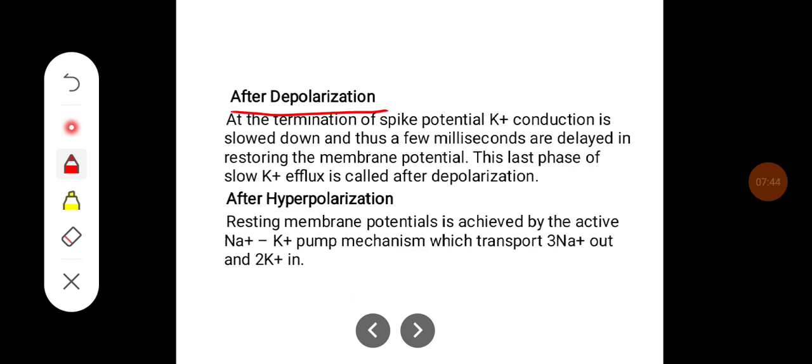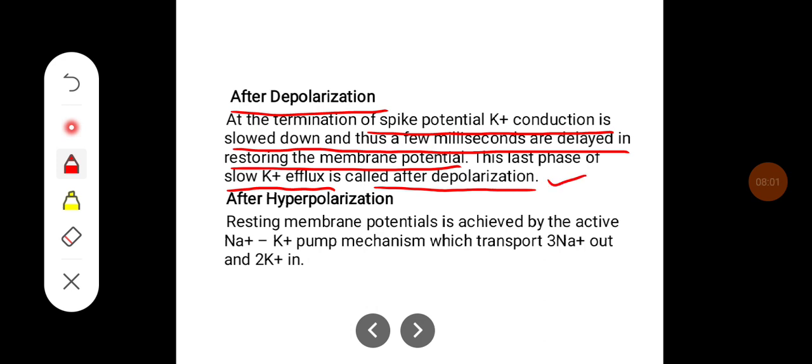After depolarization, at the termination of spike potential, potassium conduction is slowed down, and thus a few milliseconds are delayed in restoring membrane potential. So this last phase of slow potassium efflux is called after depolarization. And after hyperpolarization is where resting membrane potential is achieved by the active sodium potassium pump mechanism, which transports 3 sodium out and 2 potassium in.